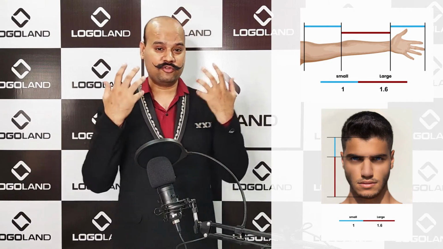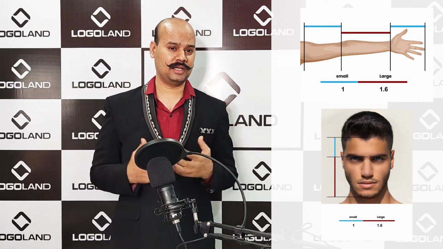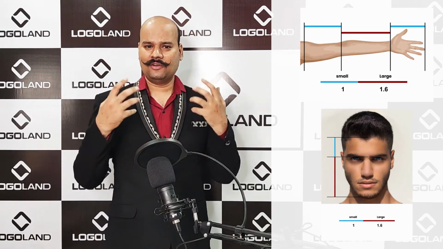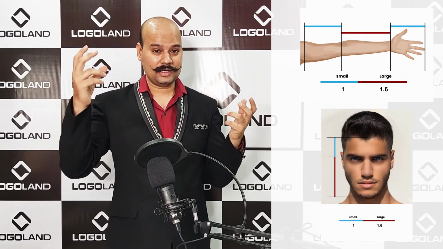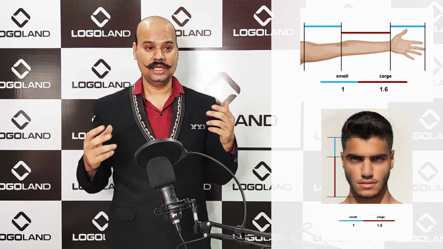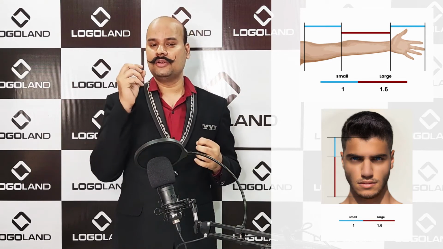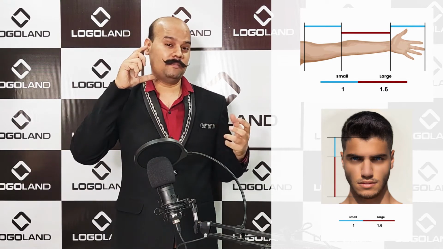If you look at our facial features, eyes, nose, this also maintains the same thing somewhere or other. Let's divide our face into two parts. One part is the forehead, the other part is below the forehead up to the chin. The part below the forehead up to the chin is also maintaining the ratio of 1 to 1.6. If this is 1, this will become 1.6.